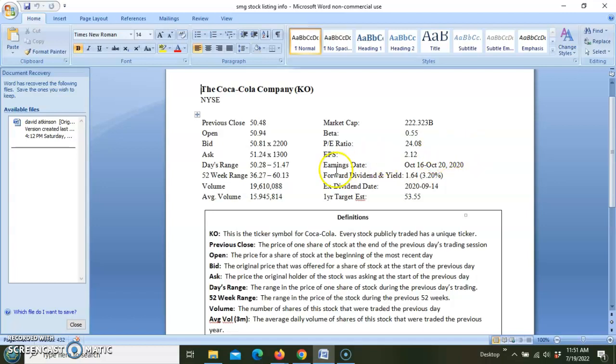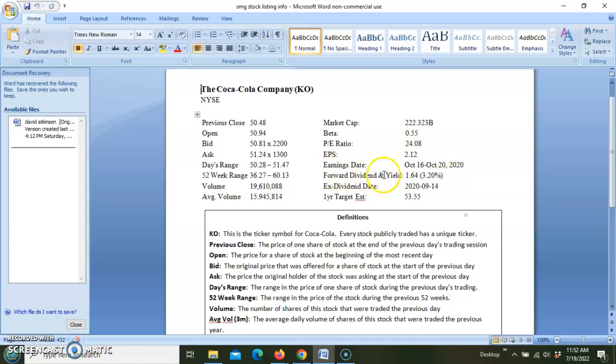Then you have the earnings date. This is when the corporation is going to declare earnings. Again, this is old information, so it's going to look a whole lot different. Obviously, they're not going to be declaring earnings in 2020. But that's the date of the next earnings report. That's good to know because a lot of times that's a very volatile time in trading stocks. If the earnings report comes out higher than what investors were anticipating, the price of that stock is going to go up. If the earnings report comes out lower than what people were anticipating, then the price of the stock will likely go down.